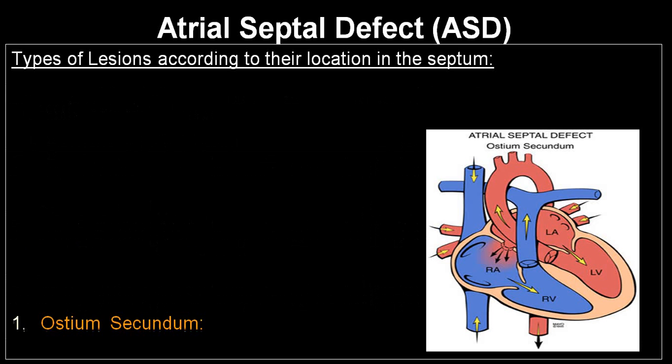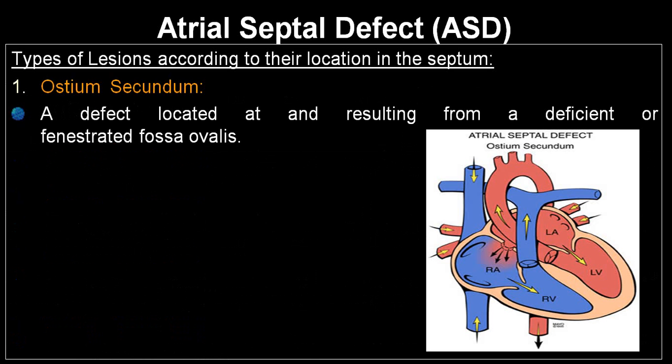Depending upon the location, ostium secundum defect is a defect resulting from a deficient or fenestrated fossa ovalis, and usually it is in the center part of the interatrial septum. So that is ostium secundum, and it is the most common variety of atrial septal defect. Usually it is a single defect, accounting for 90% of ASD.